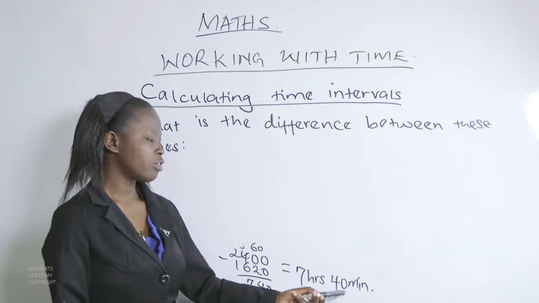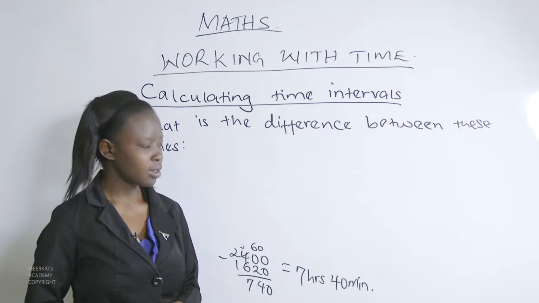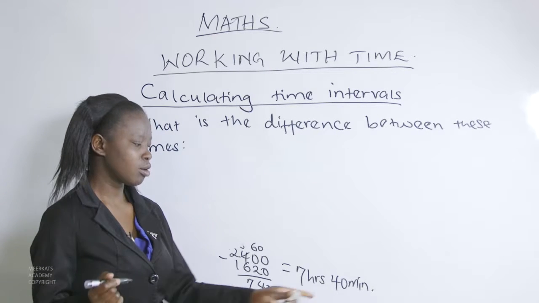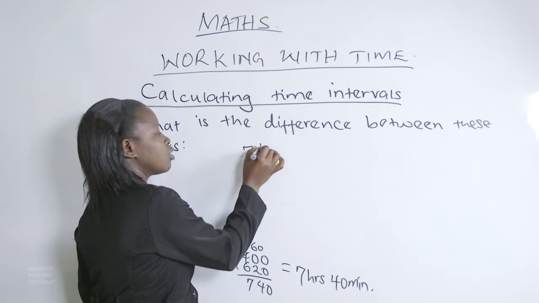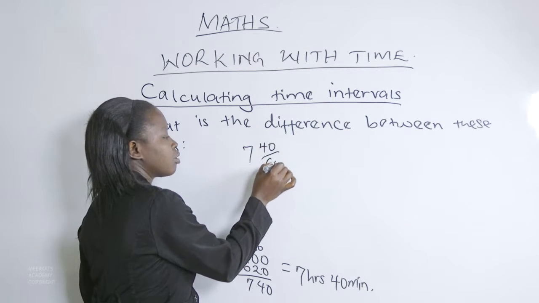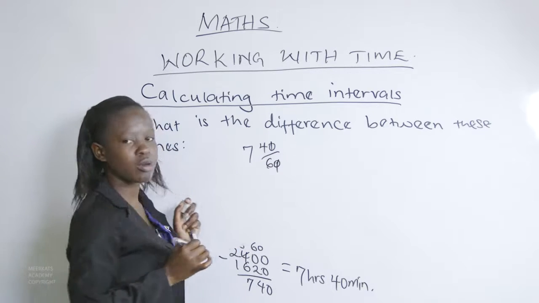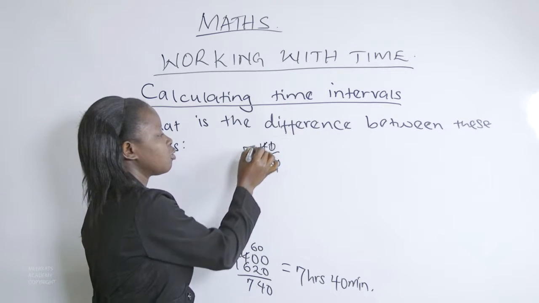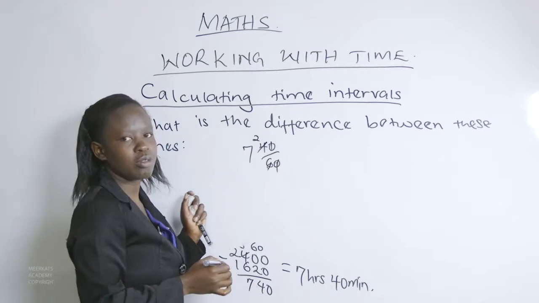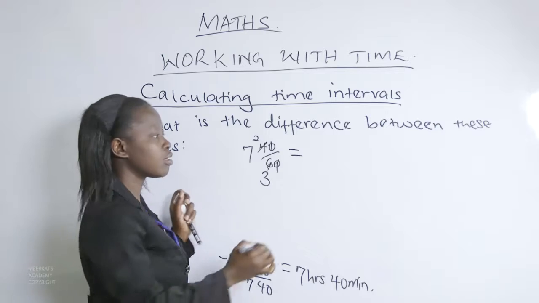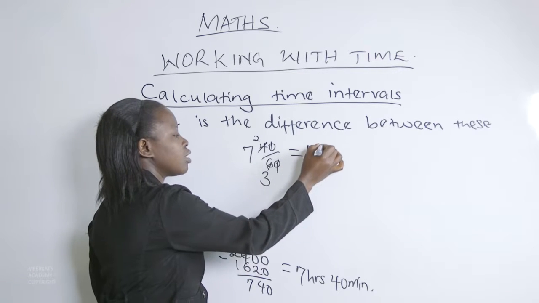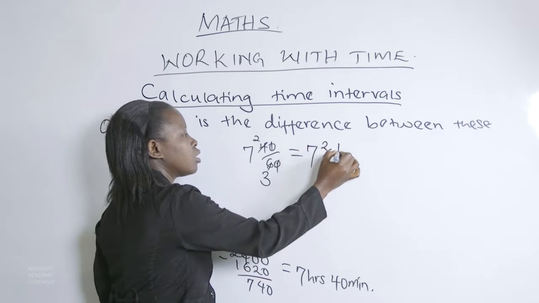Still, the 7 hours, 40 minutes can be expressed in hours only, meaning I can convert my minutes into hours so that I have 7 and 40 out of 60. 40 over 60, 0 and 0 cancels out. 2 into 4, we have 2. 2 into 6, that is 3. So these 7 hours, 40 minutes is simply the same as 7 and 2 out of 3 hours.